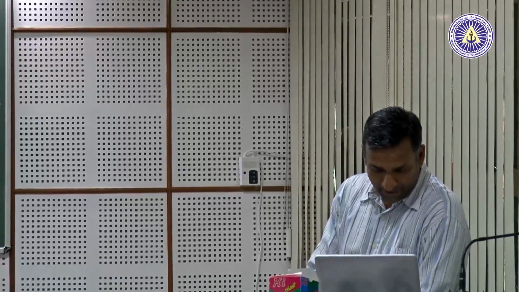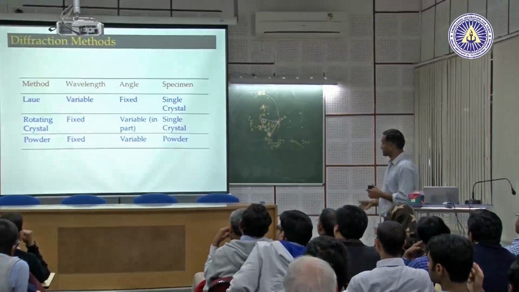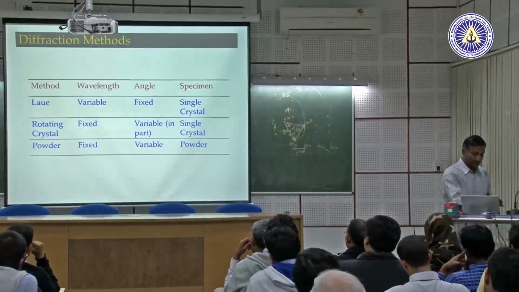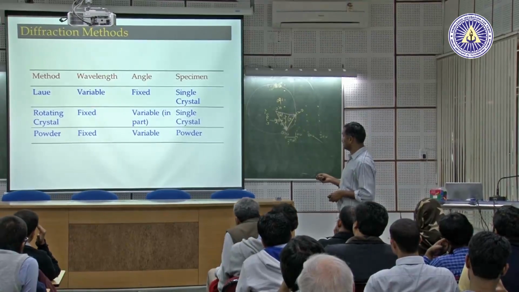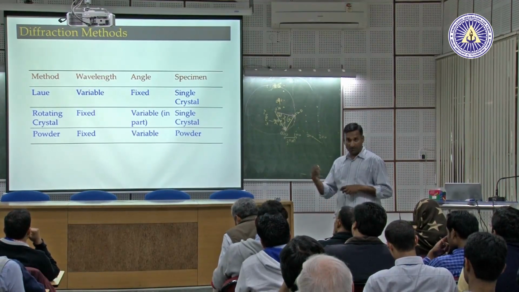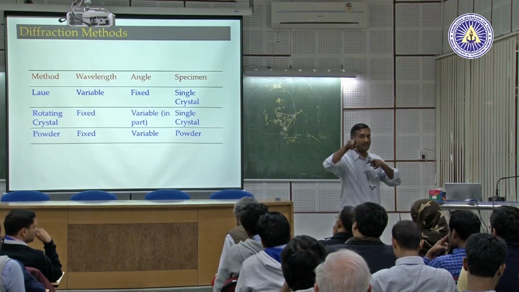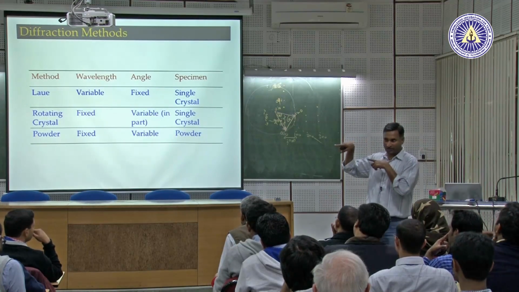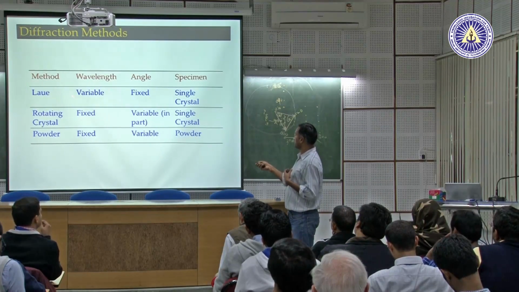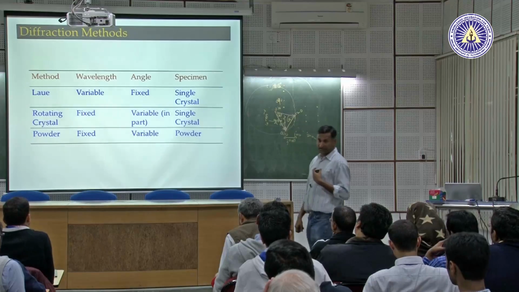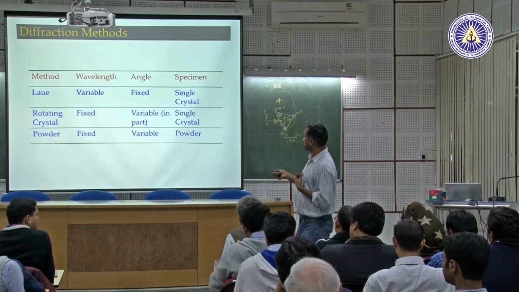So let me now come to, I'll skip this slide. There are various diffraction methods by which you do the diffraction. In the Laue method, which is used typically for single crystals, the wavelength is variable. You have multiple wavelengths, you can say white radiation, but the orientation of the X-ray beam with respect to the sample is fixed. So you don't move the sample, you don't move the beam, but you vary the wavelength. There is another method called the rotating crystal method, in which you keep the wavelength fixed and vary the angle.